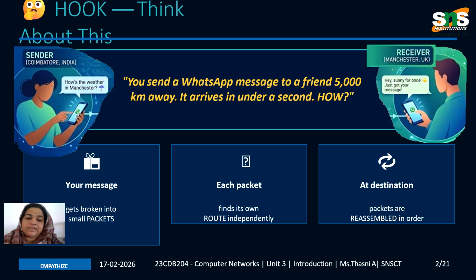for example, we can think about a scenario where you send a WhatsApp message to a friend 5,000 kilometers away. It arrives in under a second. How? Actually, your message gets broken into small packets, and each packet finds its own route independently. At the destination, packets are reassembled and then sent to the receiver. So this is where networking works.